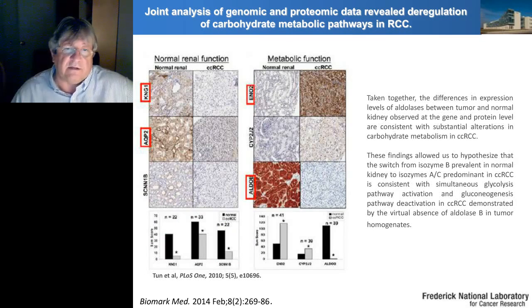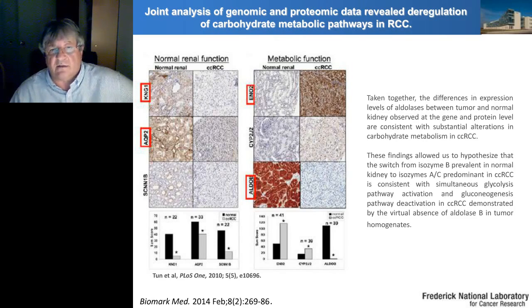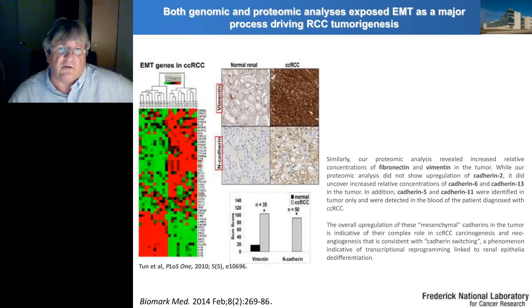So these are the proteins that we identified, highlighted in red, and this is the immunohistochemistry that Chun et al. performed for amylase 2 and aquaporin 2. So these findings allow us to hypothesize that the switch from isoenzyme B prevalent in normal kidney to isoenzyme C predominant in renal cell carcinoma is consistent with simultaneous glycolysis pathway activation, and this is the Warburg effect, and this is something that we can observe together using proteomics and genomics.